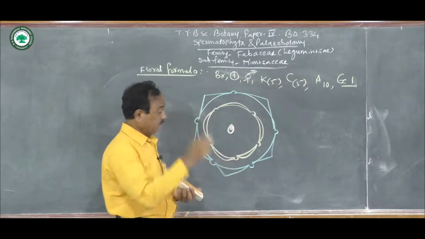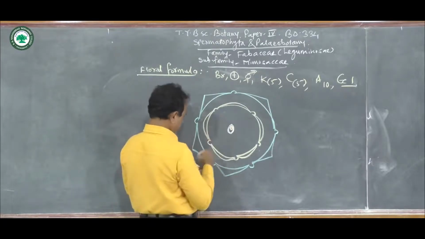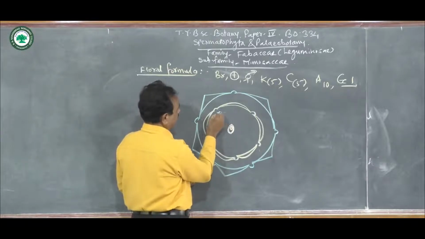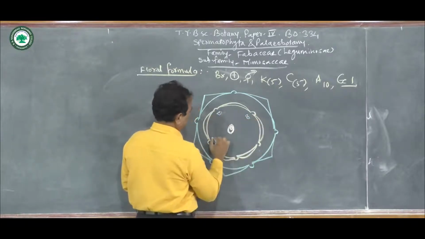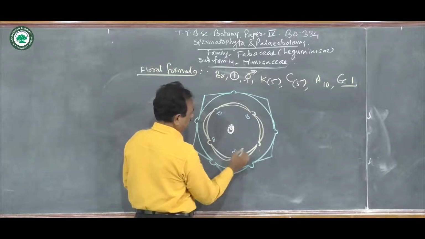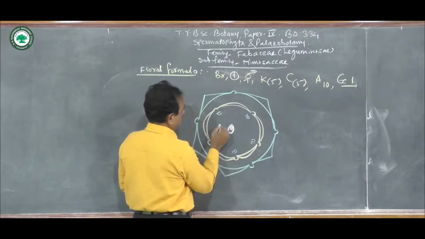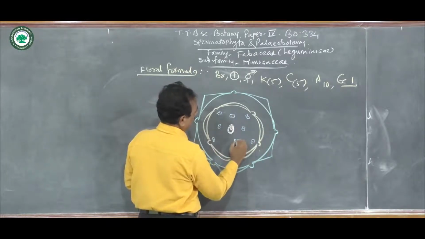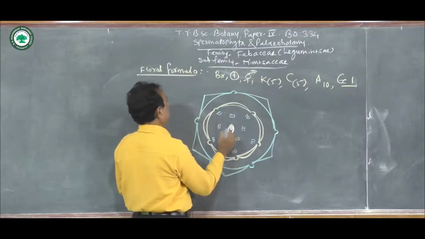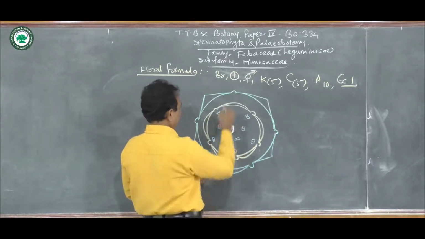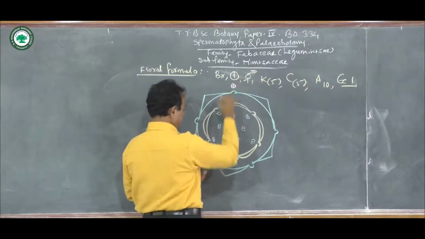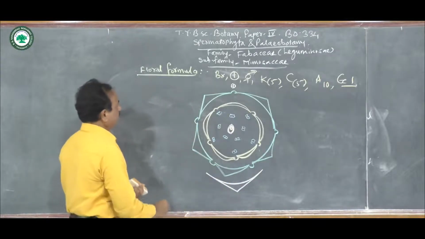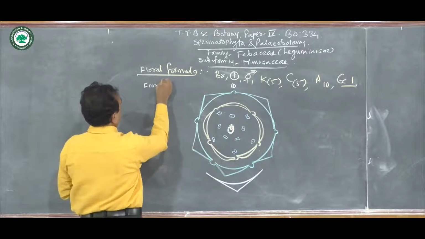The ovules are present on marginal placentation. Here these are the stamens. So here 10 stamens are shown, and here there is the presence of the actinomorphic flower, and the flower is bracteate. So this is the bract. So this is the floral diagram.